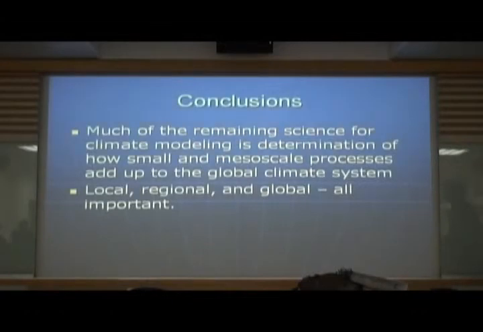So, conclusions: much of the remaining science for climate modeling is determining how the small meso-scale processes add up to the global climate system. Local, regional, and global are all important. Thank you.